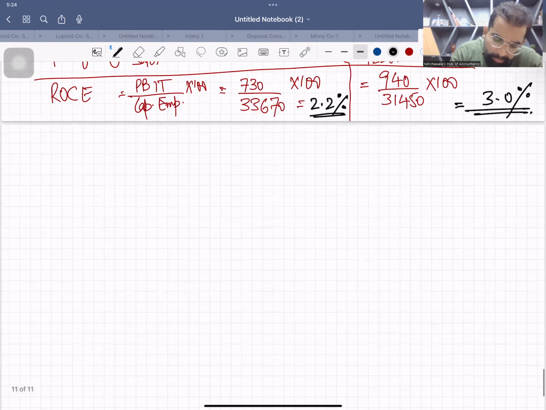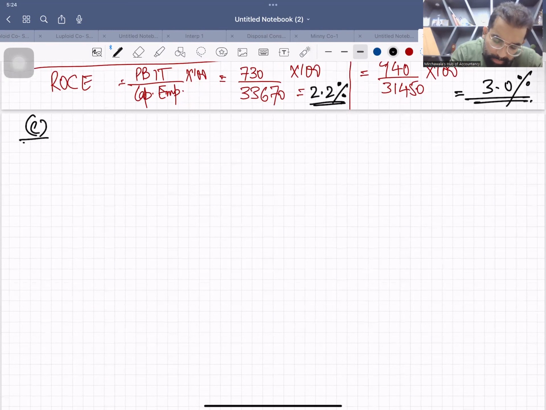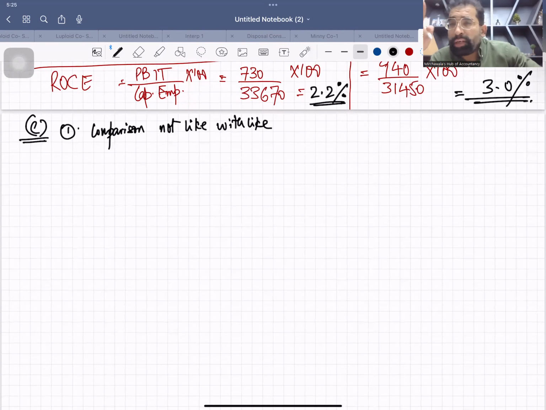So first thing is you can write on the revenue increase. First of all, the comparison is not like with like. Last year there was only one single parent company, now it is P plus S. So these books are generally not comparable, but still we'll discuss.